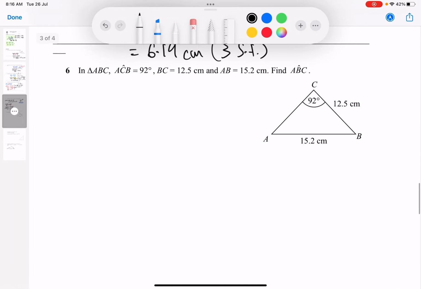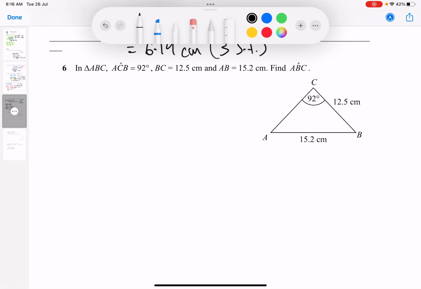Now, let's look at question number 6. Let's find out what they want us to find. Question number 6, they want us to find angle ABC. So where is angle ABC? Angle ABC is over here. They want us to find this angle ABC.